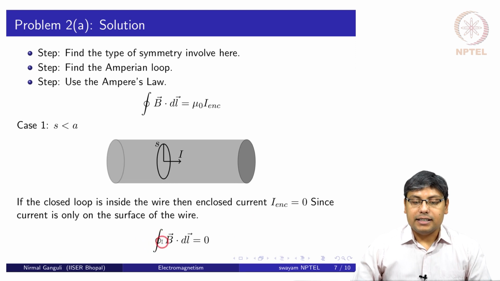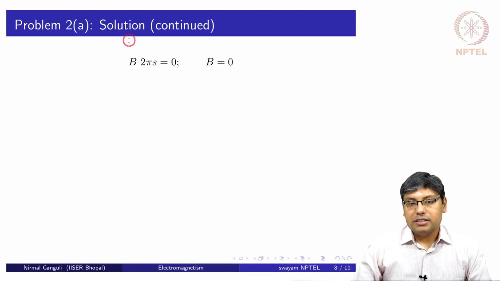Therefore, the cyclic integral, the closed integral over B dot dl, that also is 0, which means B times 2 pi S, that is the length of the Amperian loop, this quantity becomes 0, which means the magnetic field inside the cylinder is also 0.